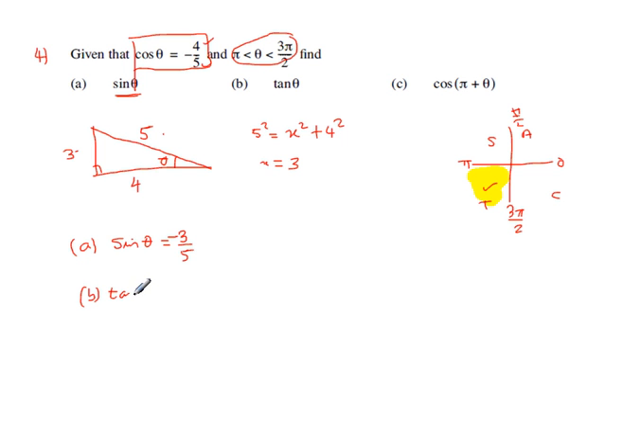Tan theta is sine theta over cos theta. So you just substitute the values. So that's minus 3 by 5 divided by minus 4 by 5. So that would be 3 by 4.